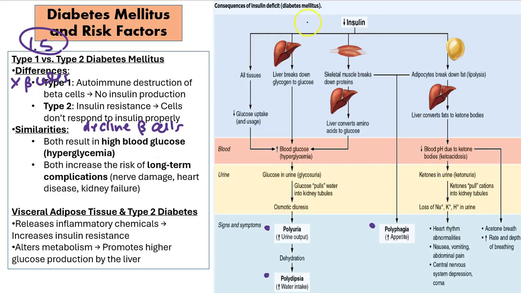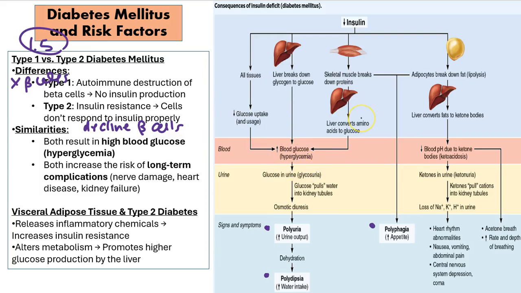Let's look at our infographic a little bit more. You have a decrease in insulin. How's that going to affect your tissues? Well, again, you're going to have a decrease in glucose uptake of your overall tissue. So again, the insulin cannot communicate with the cells. Your liver is going to break down glycogen into glucose. So you're going to increase your blood glucose no matter what. And because your cells can't uptake glucose, again, your blood glucose is going to be increased.